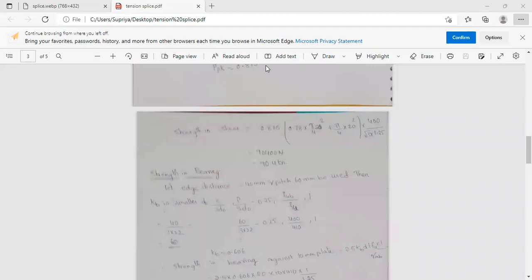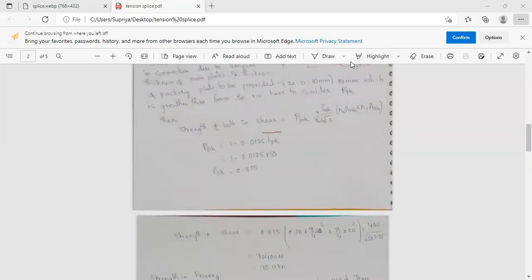Okay, now find out the strength in shear. Substitute all the values in the formula. So beta pk is 0.875 multiplied by Nn An b, Ns As b. What is Nn and Anb? What is Nn and Ns?